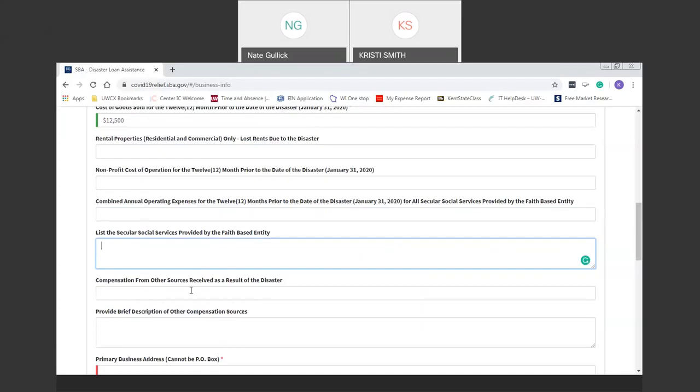this is a faith-based nonprofit entity applying for this loan. This compensation from other sources received as a result of the disaster. We know that there are quite a lot of other loan and a couple of grant programs out there.